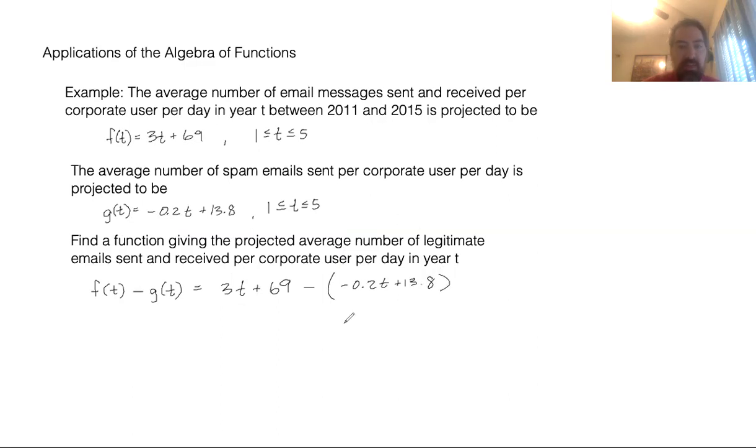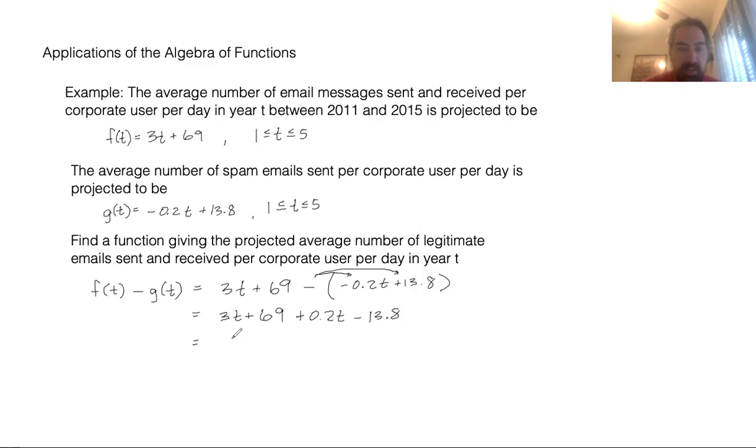Now remember, in the previous video I said to be careful when you're subtracting. You need to distribute this subtraction sign. What that's going to do is change the sign of the second function, of that function g of t. So upon doing that, we've got this 3t plus 69. That doesn't change. And so here we have minus a negative 0.2t and minus a positive 13.8. That's just going to change the signs. It was negative here, we're going to change that to positive. It was positive here, we're going to change that to negative since we're subtracting.